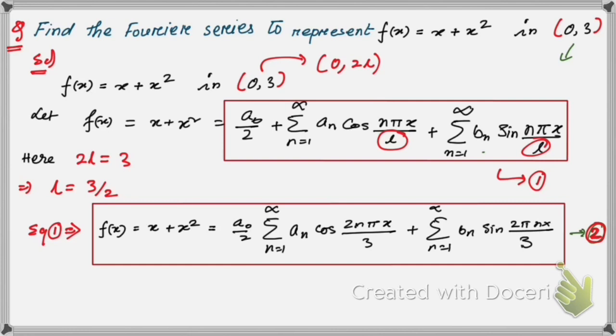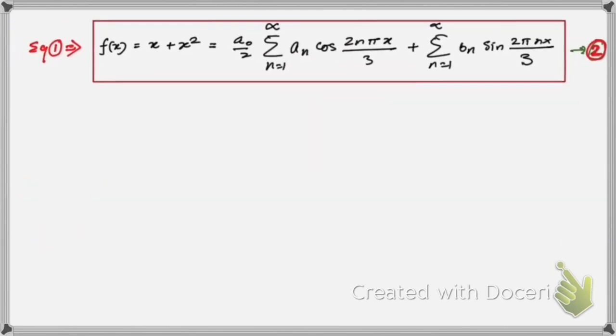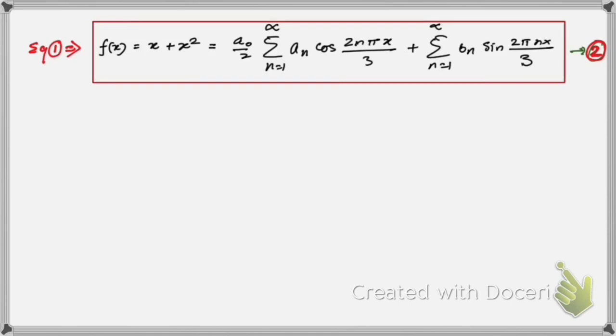We do not have enough space here, so let me go to the next slide. This is the equation we have got last. Now, how to calculate a n? Sorry, first let me find a naught. How to find a naught?